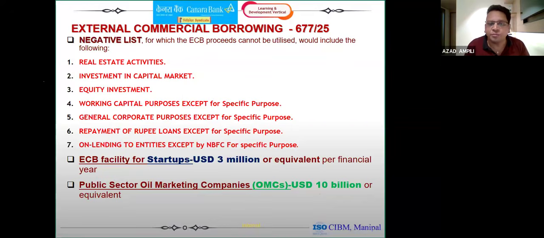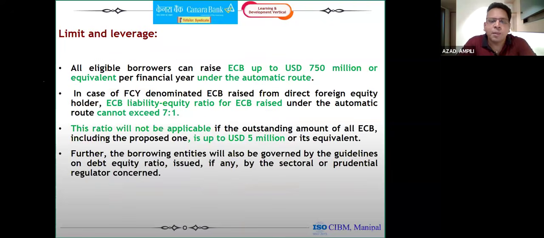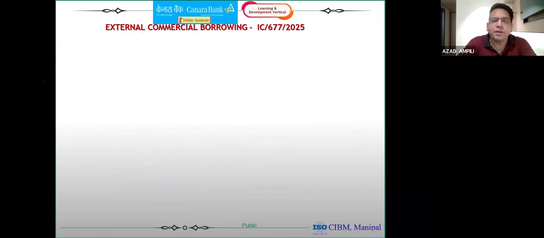Yes, these are the negative lists. Some 7 lists I have given, which are negative lists as per 677 bar 2025. For these purposes, as per your credit policy, these are all non-trust areas, real estate, investment capital. For this, we cannot allow our entities to take external commercial borrowing. For ECB facility, startups can take USD 3 million. Public sector oil marketing companies can take USD 10 billion. Okay. Some more data I have given here.